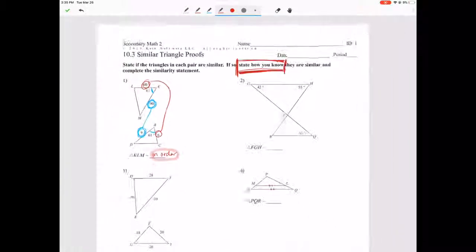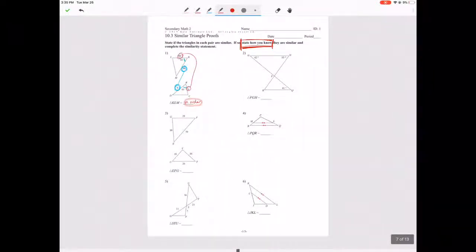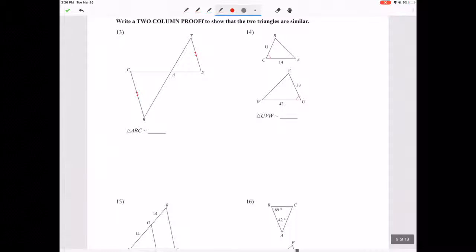Make sure you show your work. The first 12, you don't need to do a formal two-column proof, but on the last page, you will need to write down two-column proofs. So you need to have your statement, what you know, and how you know it, which is your reason. For example, you could say something about these being vertical angles. So you could say angle CAB is congruent to angle SAT. The reason is vertical angles.